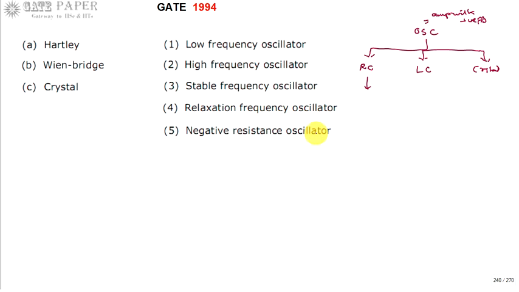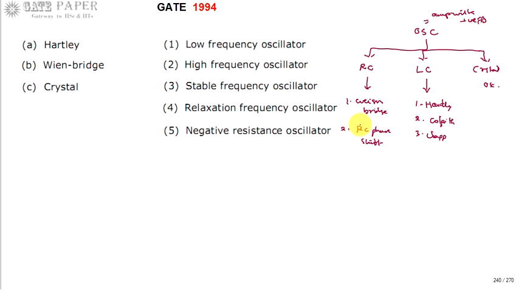There are two different types of RC oscillators. One is the Wien bridge oscillator, the other is the RC phase shift oscillator. In the case of LC oscillators there are three different types: one is the Hartley oscillator, the second is the Colpitts oscillator, and the third is the Clapp oscillator. So these three are LC oscillators, these two are RC oscillators, and the crystal oscillator directly uses a piezoelectric crystal.